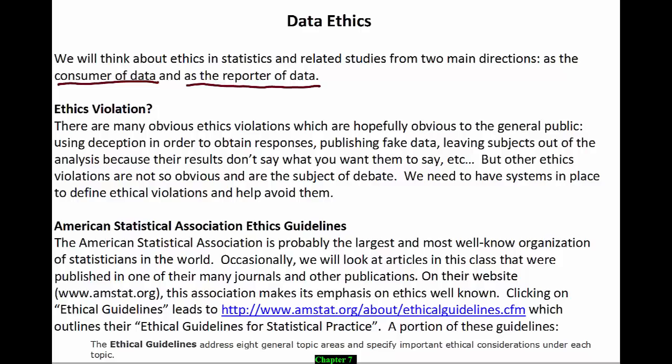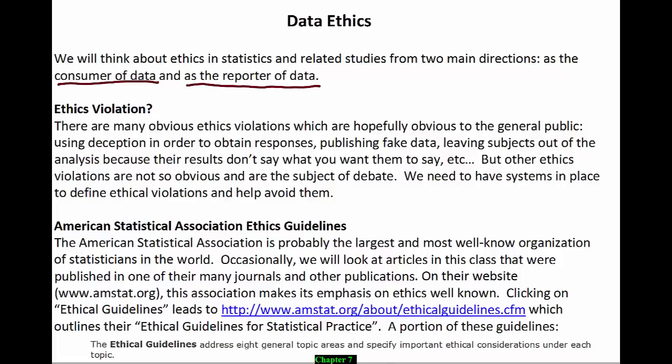How do we know if there's an ethics violation? There are many obvious ethics violations. Hopefully a lot are obvious to the general public: using deception, publishing fake data, leaving subjects out of the analysis because their results don't say what you want them to, and lots of other things. Other ethics violations are not so obvious and are the subject of debate. We need to have systems in place to define ethical violations and help avoid them.